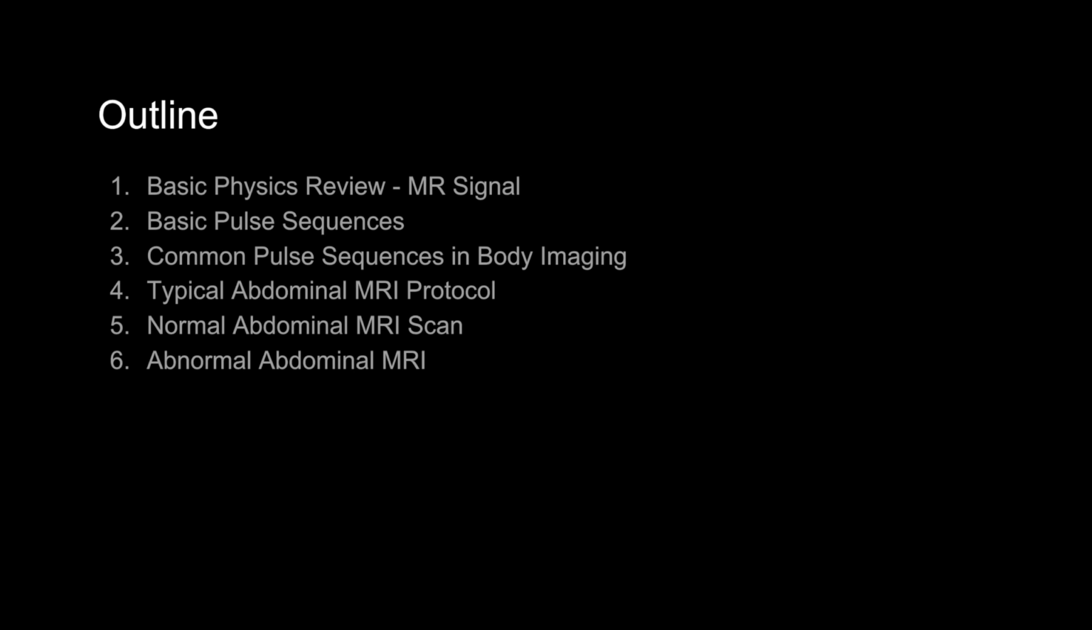We'll also introduce basic tissue characterization and then illustrate these concepts by reviewing an abnormal abdominal MRI study. Future videos will review approaches to specific types of studies like pelvic MRI, prostate MRI, liver MRI, etc., which will include a discussion of normal and abnormal imaging appearances.